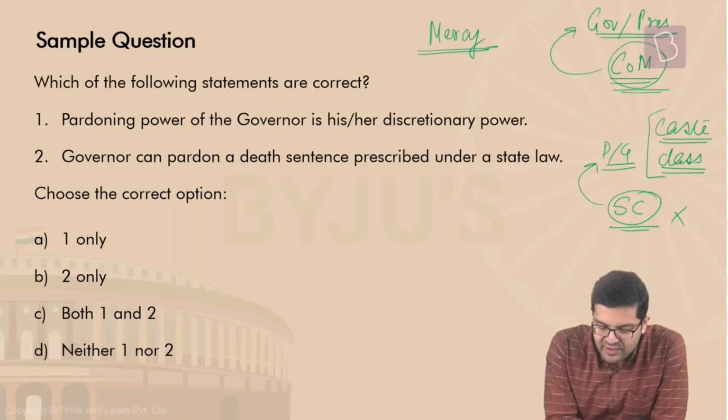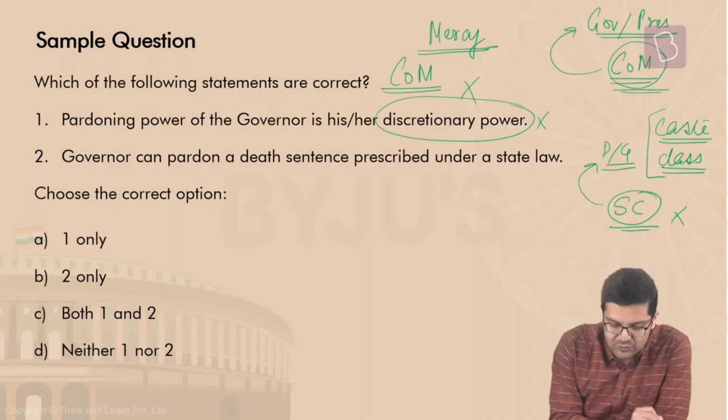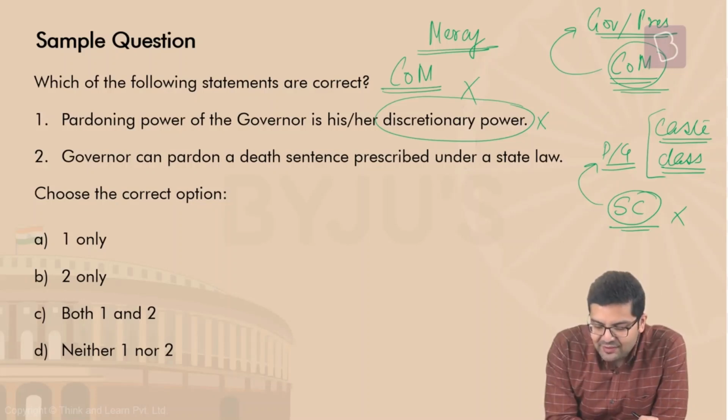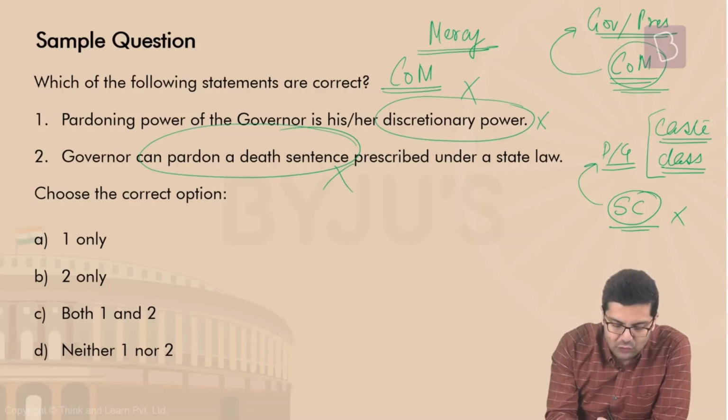Okay, let's see a sample question. Which of the following statements are correct? Number one, the pardoning power of the governor is his or her discretionary power. Number two, the governor can pardon a death sentence prescribed under state law. Coming to statement number one, this is incorrect. As I said, it is not his or her discretionary power. It is always on the advice of the Council of Ministers. Number two, the governor can pardon a death sentence prescribed under state law. The governor cannot pardon a death sentence. That's the real difference. The governor can commute a death sentence, but cannot pardon it. So both one and two are wrong.